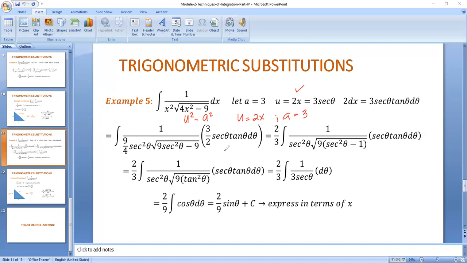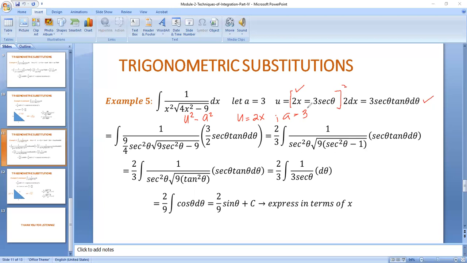So our substitution equation is u, which is 2x, equal to a, which is 3, secant of theta. Then the one that we're going to differentiate is this 2x equal to 3 secant theta. So you have 2 dx equal to 3 times the derivative of secant theta, which is secant theta tangent theta d theta. So this one will be substituted back to dx, and our x will be 3 secant theta over 2 in here. Or this 4x squared is actually the square of this.